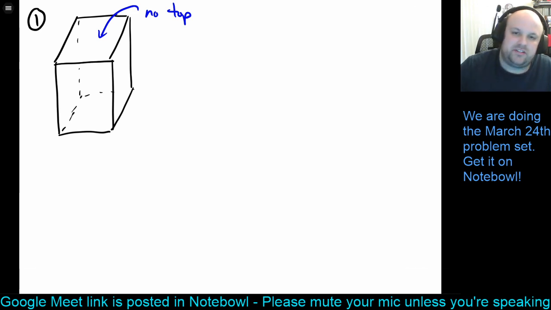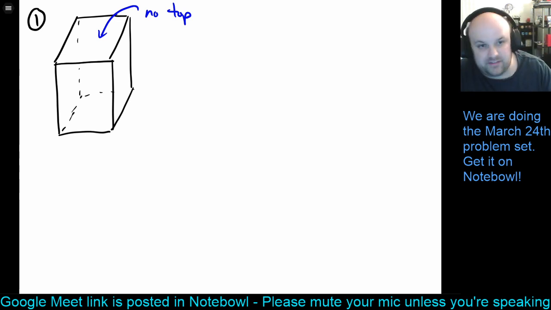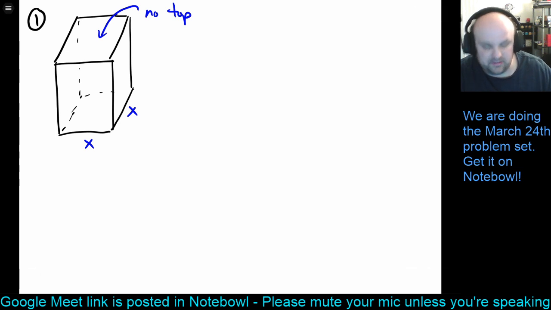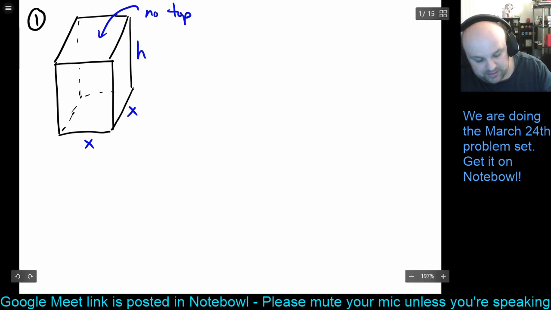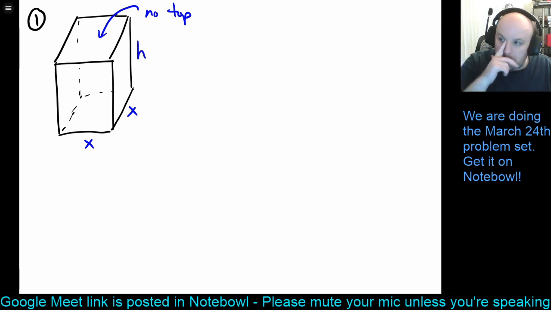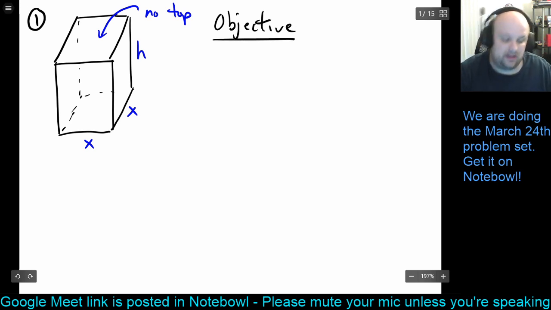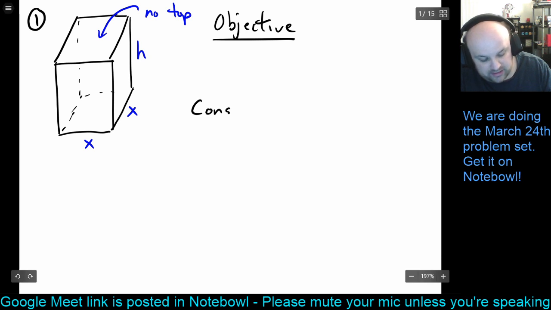If we're going to work with the volume of this box, we want to give these sides some letter. Let me call the base here, both sides of this have length x, and again, that's because it's a square base. And then the height of this box will be h. Right? So now we have to figure out 2 things here. We need to figure out the objective function, the thing we're trying to optimize, and any constraints that go with it.